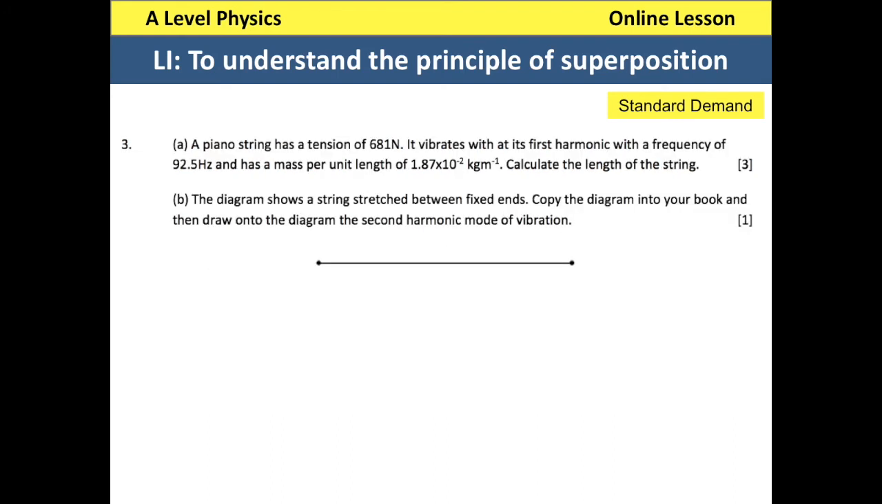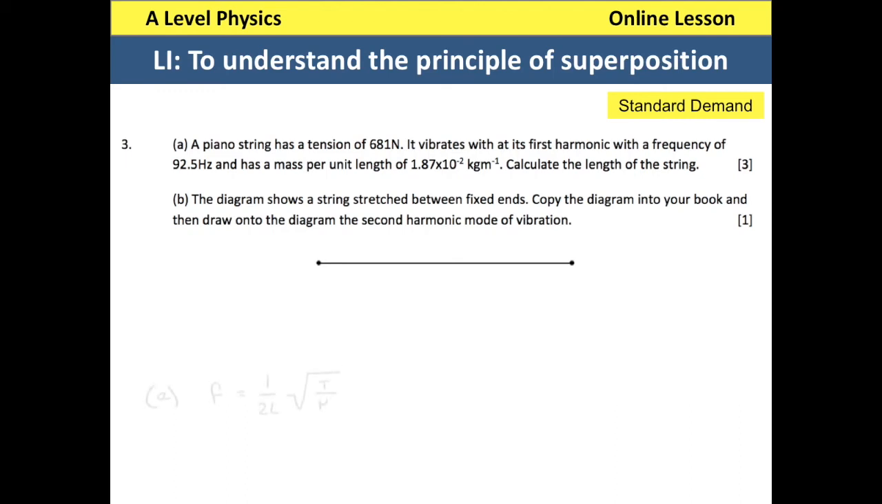Question 3. A piano string has a tension of 681 newtons. It vibrates with its first harmonic with a frequency of 92.5 Hz, and it has a mass per unit length of 1.87 times 10 to the minus 2 kilograms per metre. Calculate the length of the string for 3 marks.